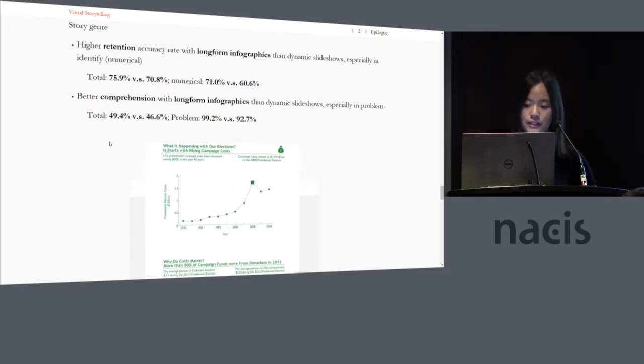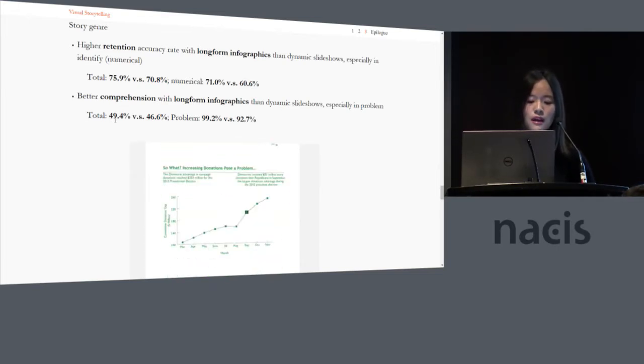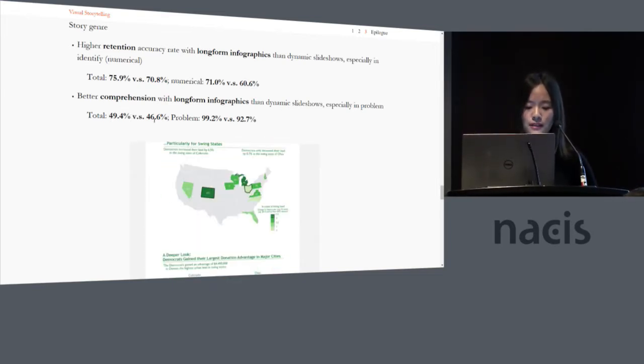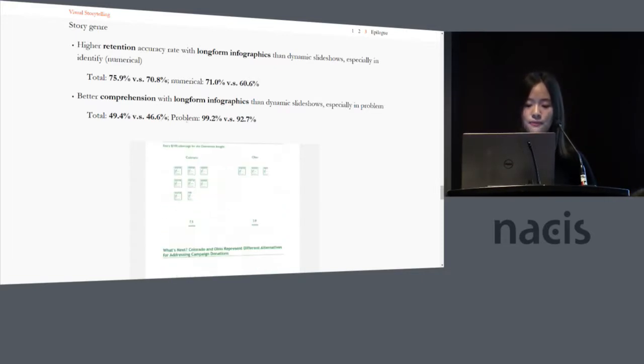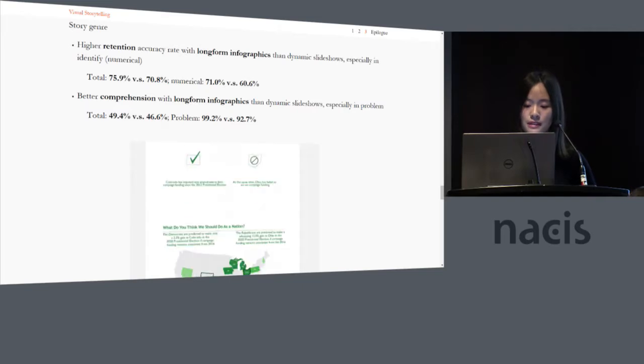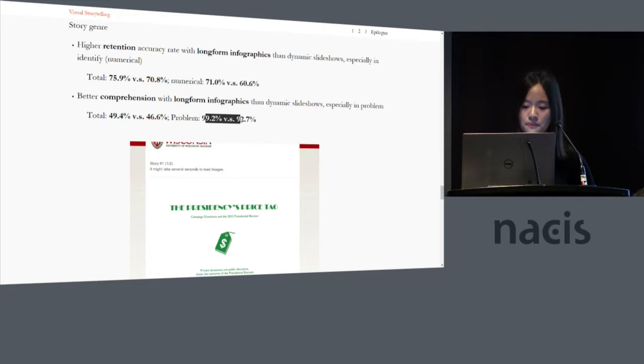And also, there is better comprehension with long-form infographics than the dynamic slideshow, especially when users are interpreting the problem of the story. So for overall comprehension accuracy, the first one, long-form infographics, is nearly 3% higher than the dynamic slideshow, and this gap for the problem is nearly 7%. So this gap is really huge when it comes to comprehension of the problem.